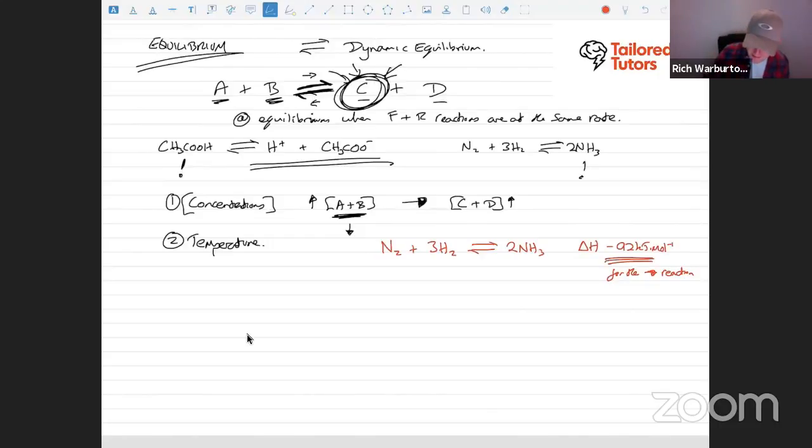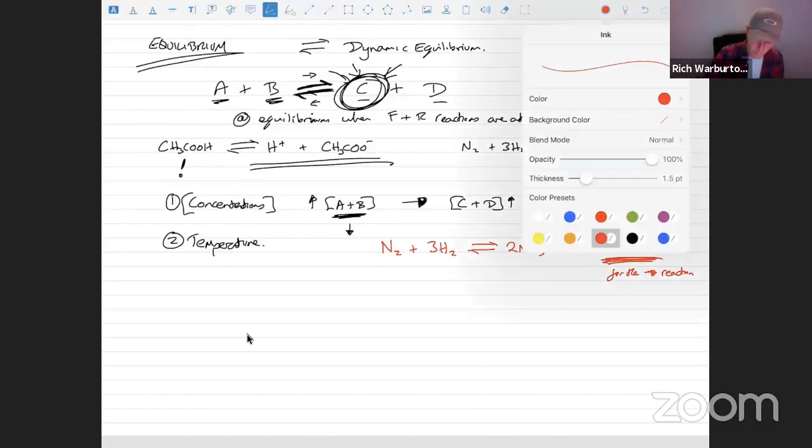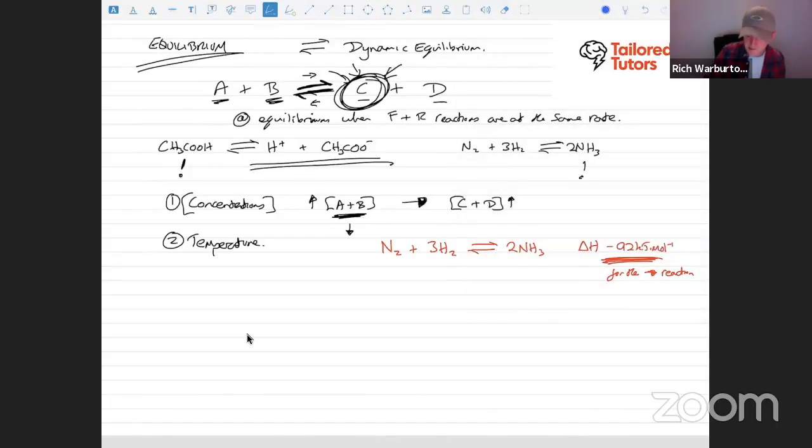So this is a negative number. What does that tell us about the forward reaction? The number doesn't actually matter. It's the sign that's really important. Because this is a negative number, this forward reaction is exothermic. It's releasing heat energy. Now that is key. It's releasing heat energy moving forward. Now, what does that mean for the reverse reaction? Well, that's equal and opposite.